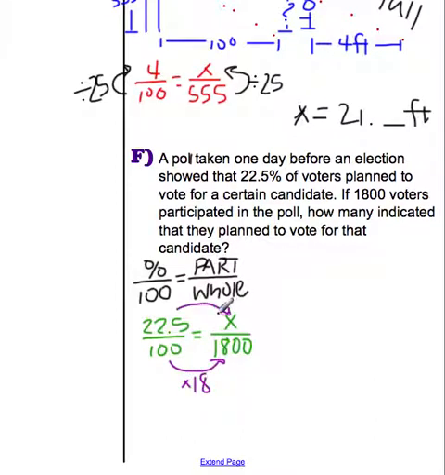So I'm going to go ahead and take 22.5 times 18. And for the sake of time, I'm going to go ahead and use a calculator to make my life easier. And if I take 22.5 times 18, I get 405 people that said that they would vote for that given candidate.